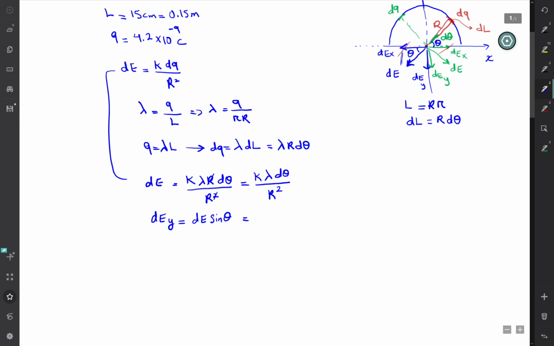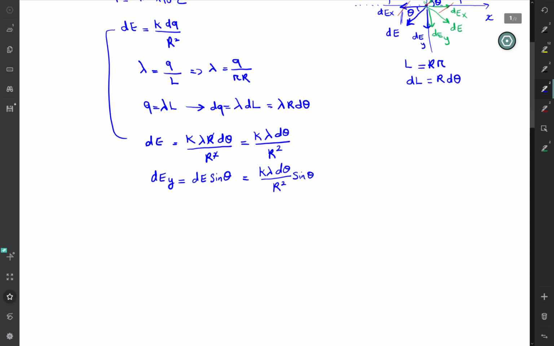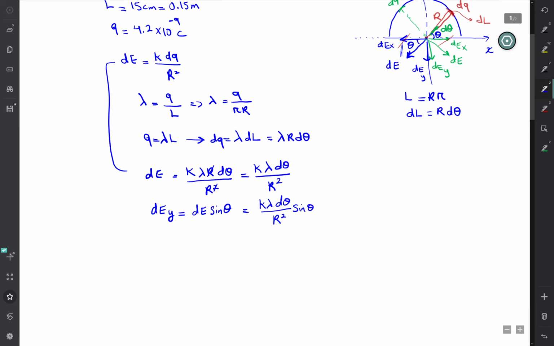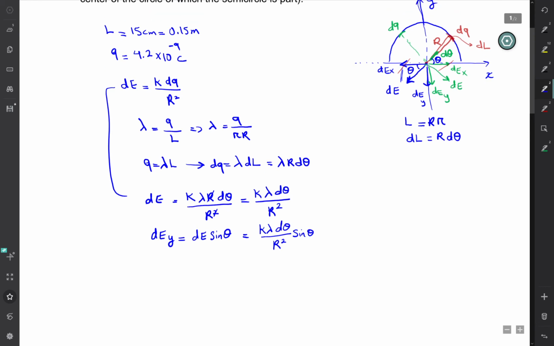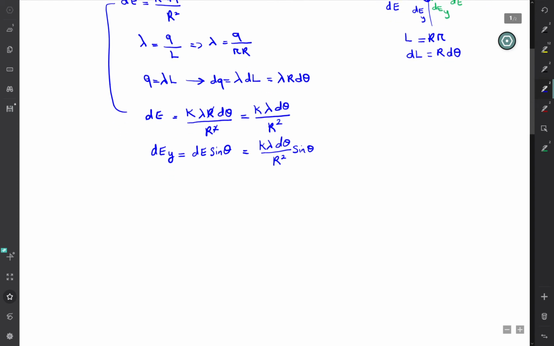Now I'm going to sub in for dE. I had k lambda d theta over r squared times sine theta. There you go. We're almost there. Good. So that's my dEy. In order to find the total electric field, which is basically the sum of all these y components of the electric field, you just take the antiderivative of both sides. So let me write dEy one more time: dEy equals k lambda d theta sine theta over r squared.